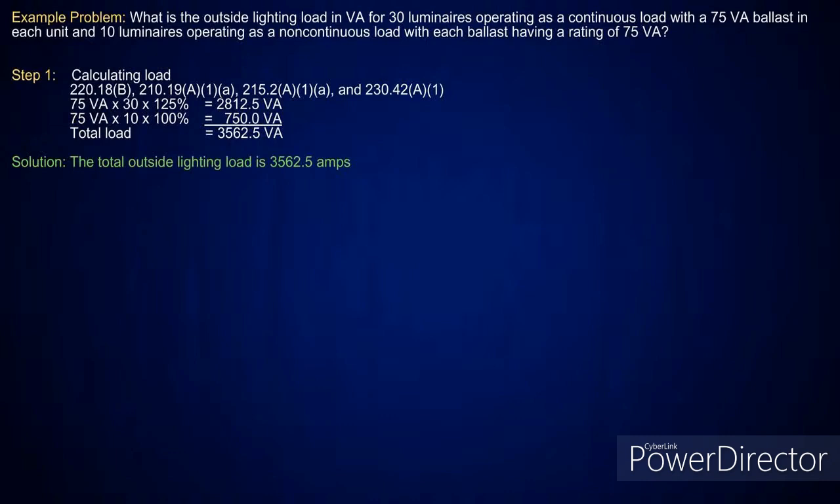That gives me 2,812.5 VA. Then I had 75 VA for 10 units that were non-continuous. That gives me 750 VA. Just total them up, and you've got 3,562.5 VA. More than likely, if I was doing this and I looked at 220.5(B), I would just round this up and go to 2,813 instead of 2,812.5.